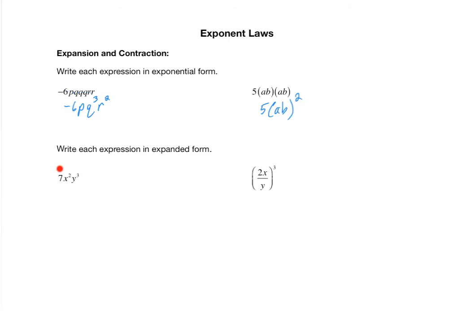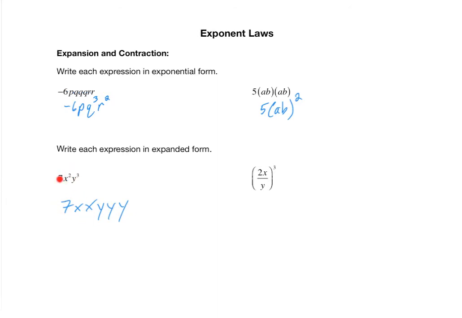How could you rewrite this without exponents? Well, we have a factor of 7. X squared means we have 2x factors, and y cubed means we have 3y factors. So 7x squared y cubed is the same thing as 7 times x times x times y times y times y. Now you might be saying, why did you make it more complicated?